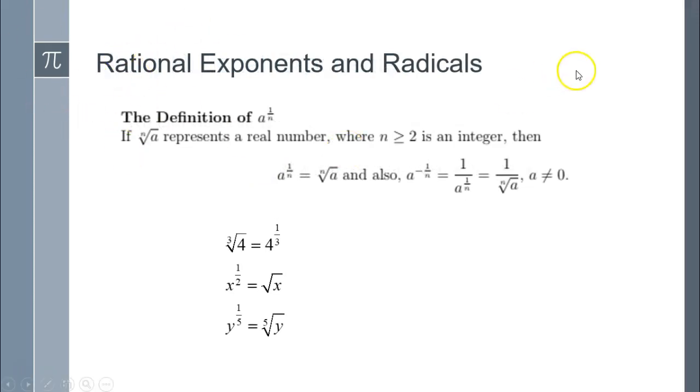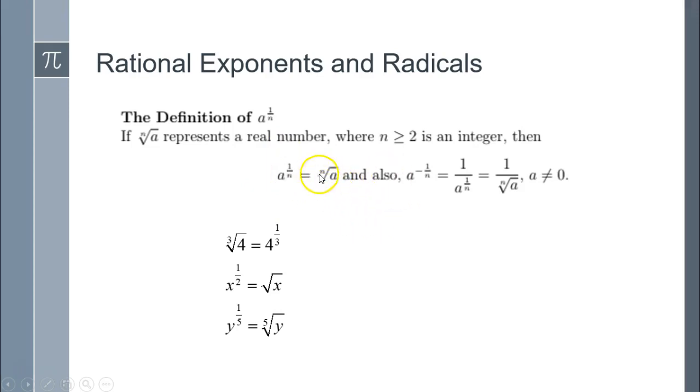So in more general notation, the definition of a to the 1 over n, notice we're only dealing with numerators of 1 in our exponents right now, means the nth root of a, where n is greater than or equal to 2: a square root, a cube root, a 4th root, etc. So this number on the bottom becomes the index of our radical. So raising something to the 1 over a number is asking you for the nth root of that number.